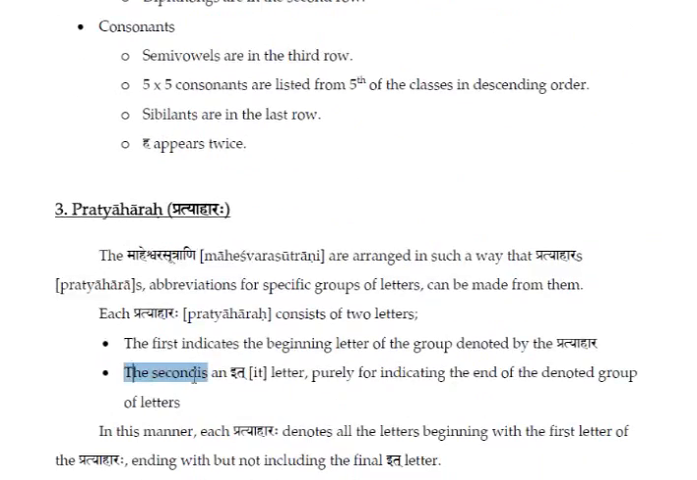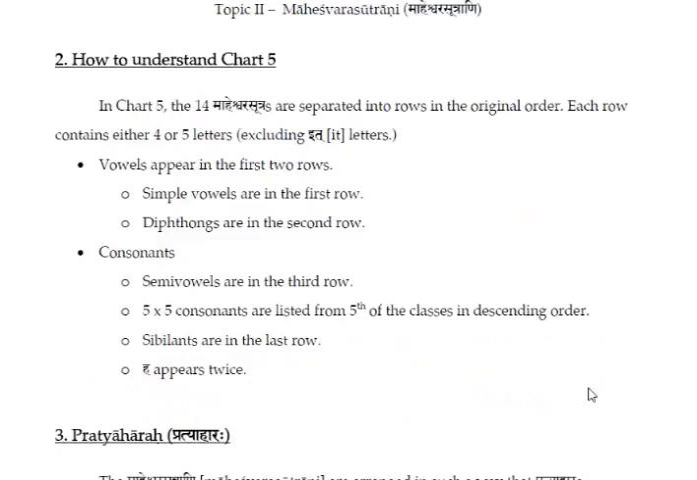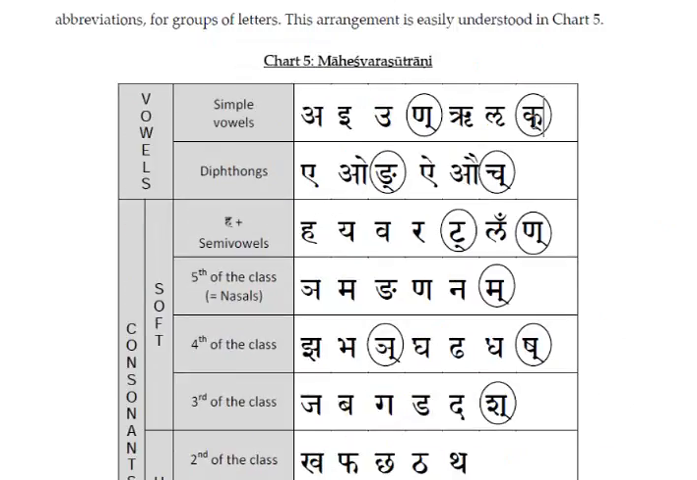The second letter is an it letter, purely for indicating the end of the denoted group of letters. Purely means it is not included in the group. So when I say ak, the k shows the end, which means it is not included in the group. And in between, if there are any it letters, they are not counted.